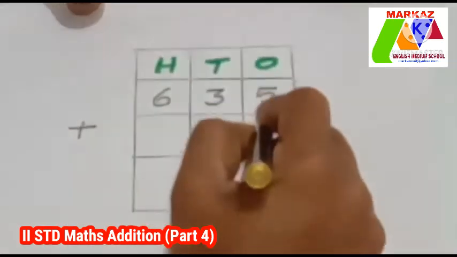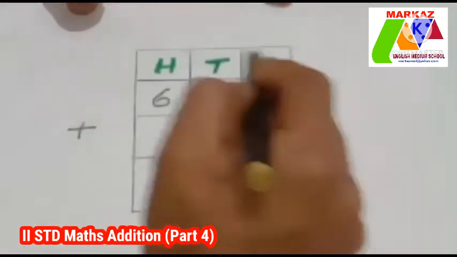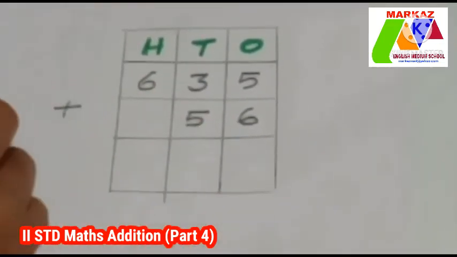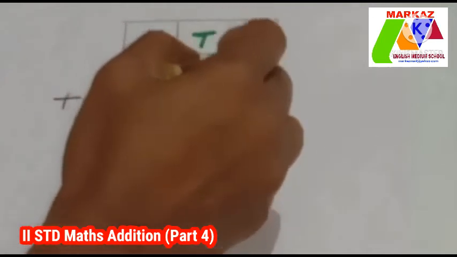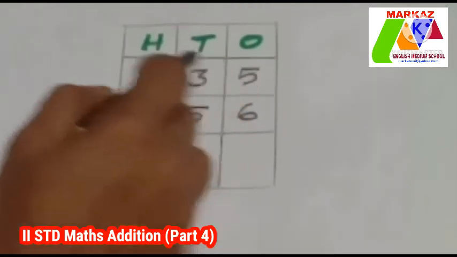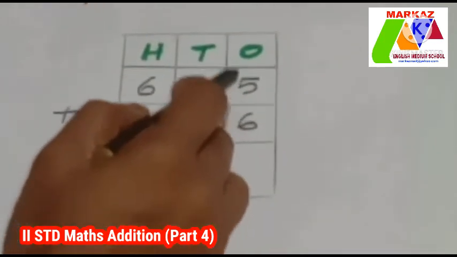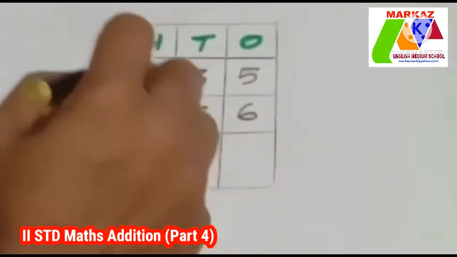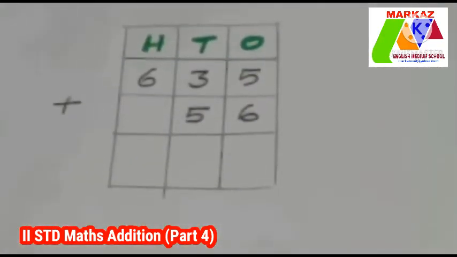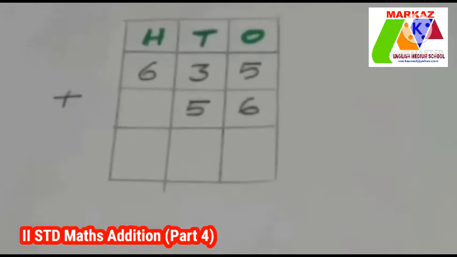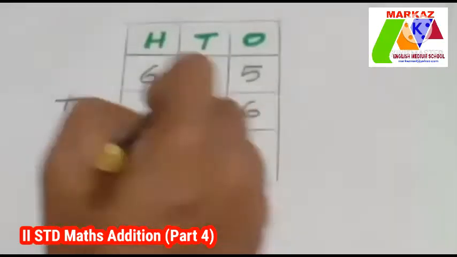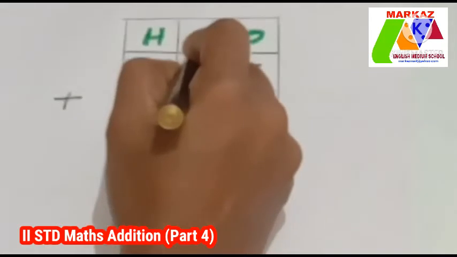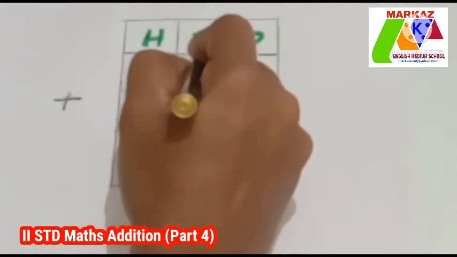So, write 6 in ones place and 5 tens in tens column. Let's add the numbers in ones column first. 5 plus 6, 11. 11 is a 2-digit number. We know it has 1 ten and 1 one. So, we write 1 in ones place and 1 ten carry forward to tens column.